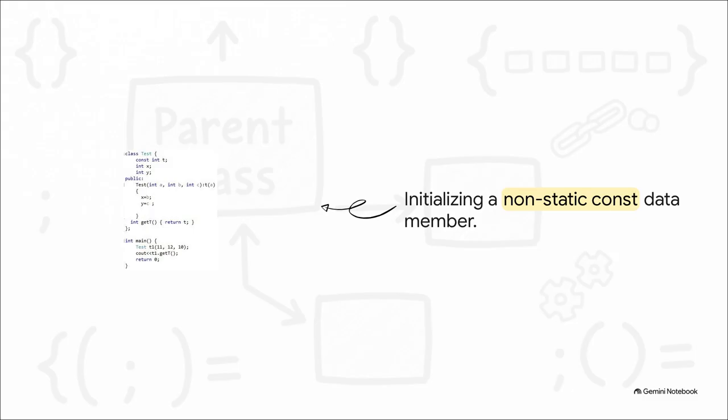First up, if you have a constant variable, like const int t, you fundamentally cannot assign it a value inside the constructor body. It's a constant, right? It has to be initialized the exact split second it gets created. So you must use the initializer list, which looks like colon t(a), to give it its very first and only value.